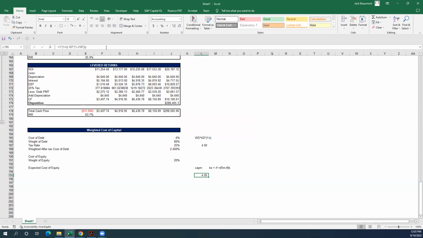Okay, so 1, 4, 1 plus that, so that equals 4. So what we're doing here is we're getting a beta of 4, and it does sound very high, but that is because of how much more debt we have.